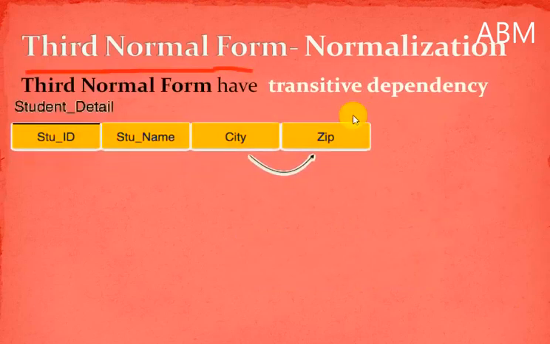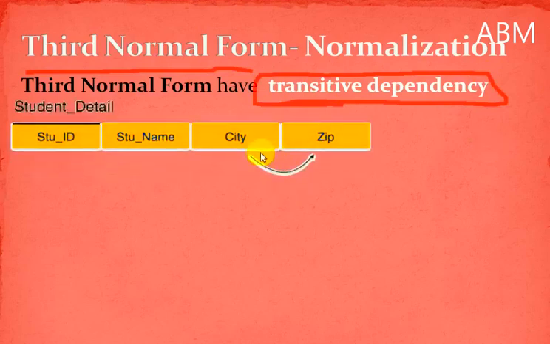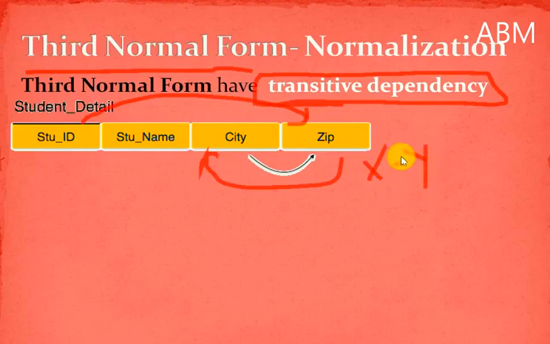In the third normal form, transitive dependency is the issue. As you can see, student ID determines the zip ID and zip ID determines the city. It is just like a situation that X determines Y and Y determines Z. It is just like such a situation, so it is not allowed in the third normal form.